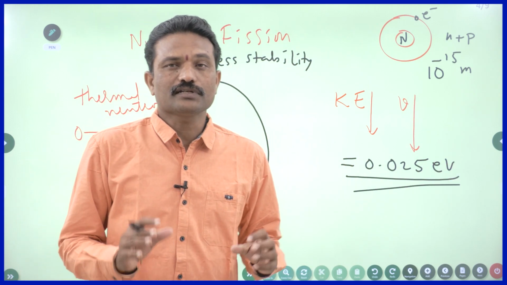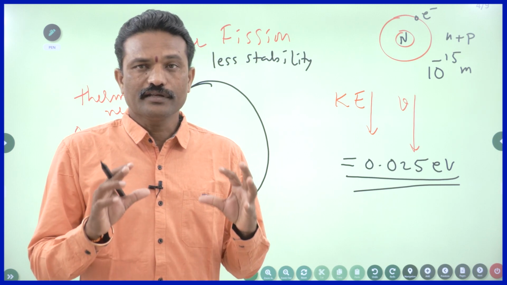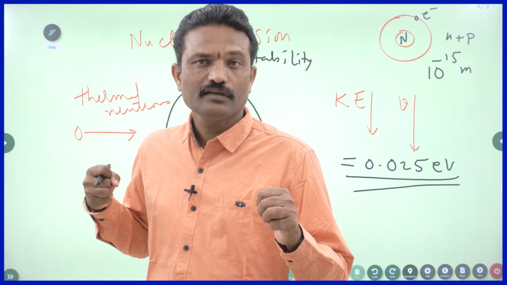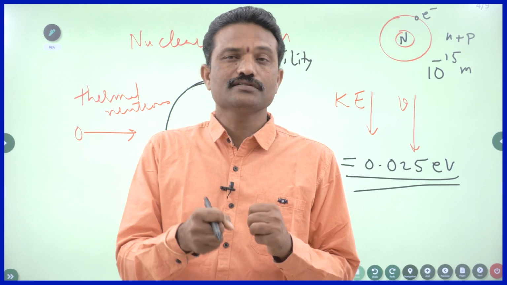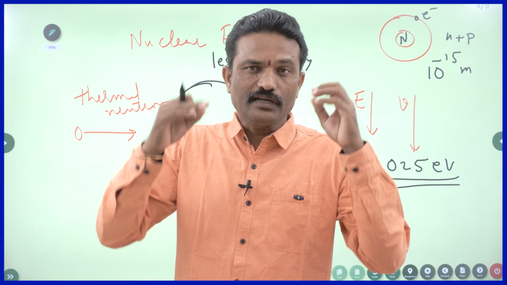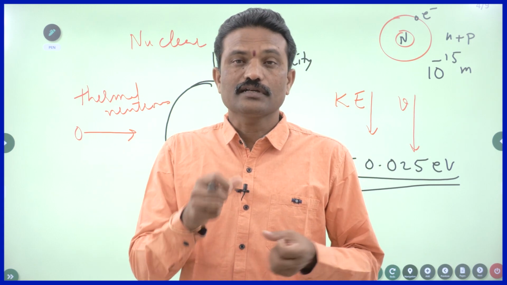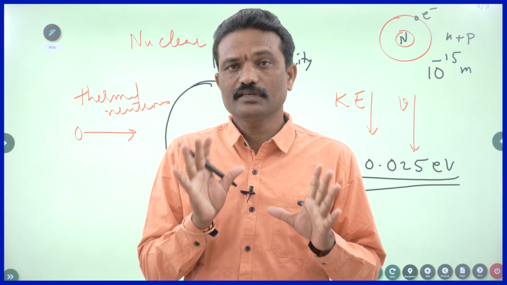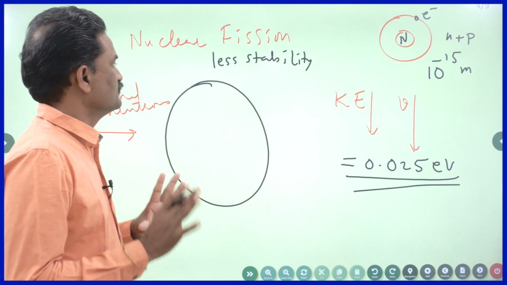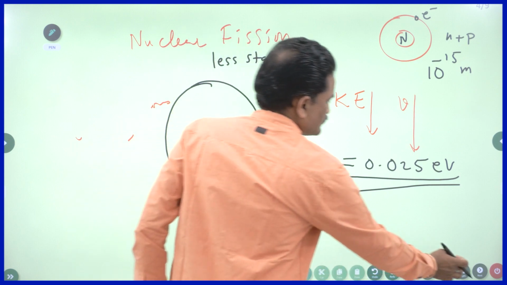So in order to start a nuclear fission reaction, the triggering part is you have to bombard the nucleus with a neutron, and that neutron is called a thermal neutron, whose energy is very, very less, whose velocity is very, very less. That can only start the fission reaction. Is this clear? These are the fundamentals you are supposed to know.